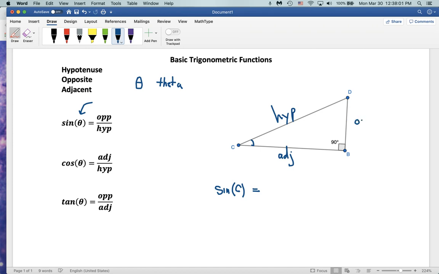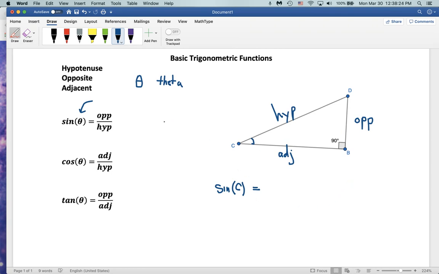Opposite's this side. And the opposite, another way to think about the opposite, it's always across from the angle you're referencing. We're referencing angle C, so across from that, or the side that does not form the angle, because the hypotenuse and an adjacent side form the angle. The side that doesn't form the angle we're referencing is the opposite side. So now what I would do to find the sine is I would take the length of this opposite side, and I would divide it by the length of the hypotenuse.